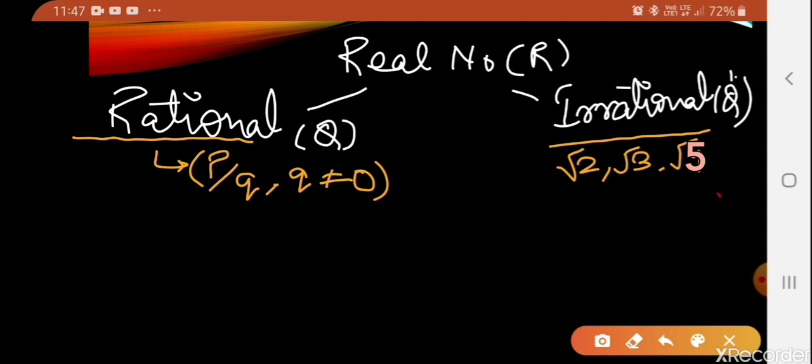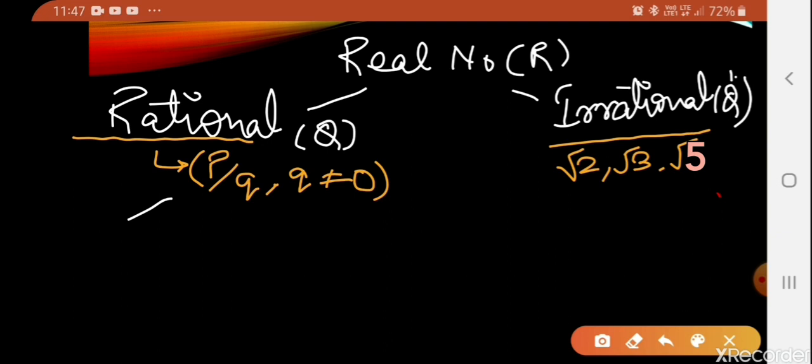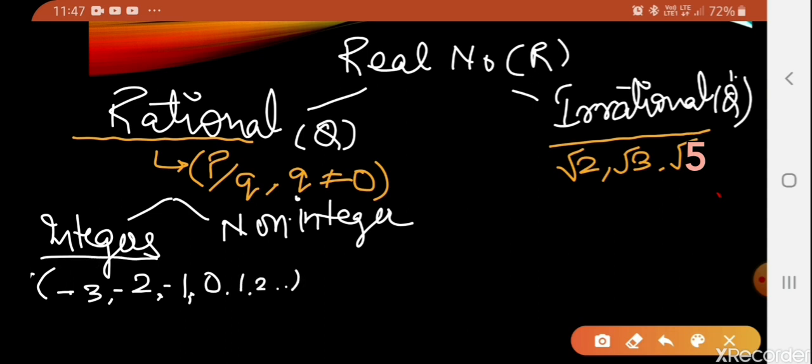Again, these rational numbers are divided into two parts. What are they? They are integers and non-integers. Let's take some examples of integer numbers. All the numbers like -3, -2, -1, 0, then 1, 2 and so on. They are all integer numbers.